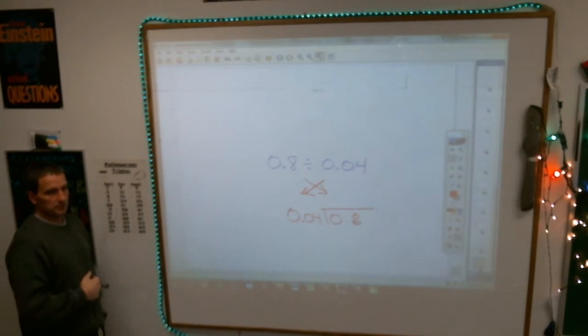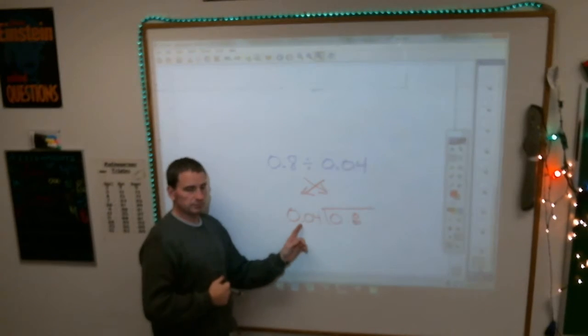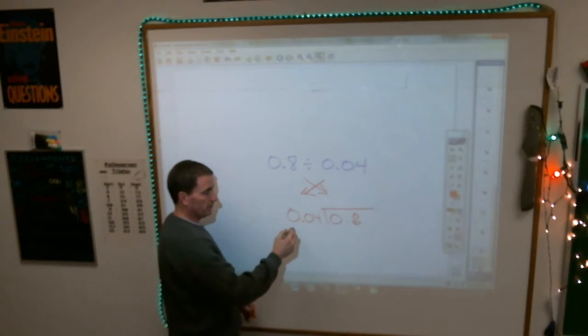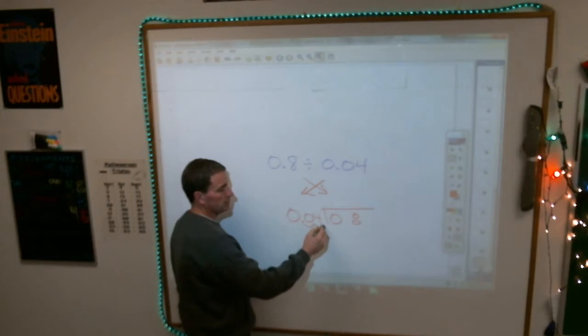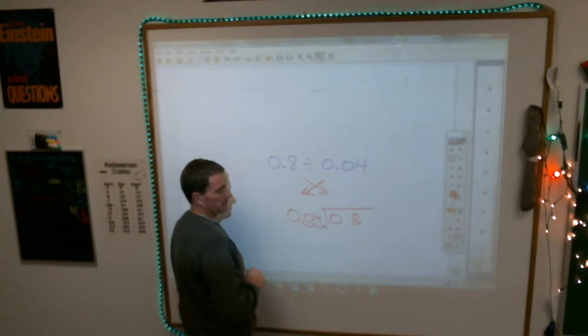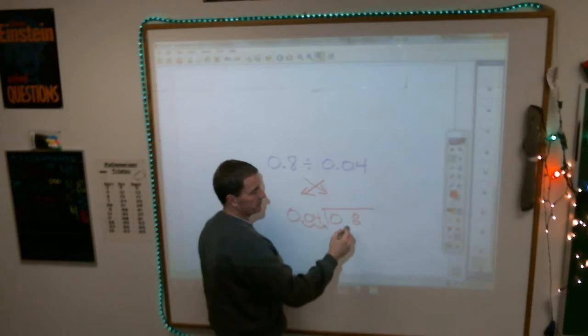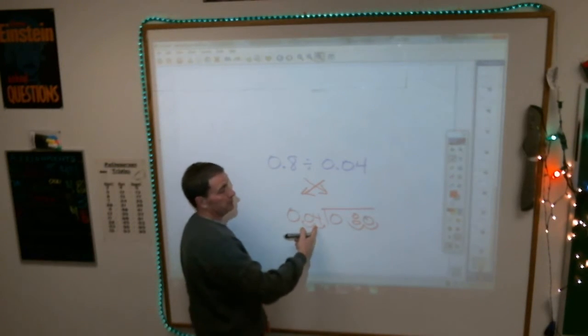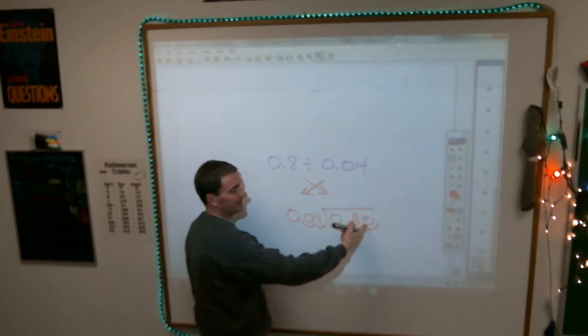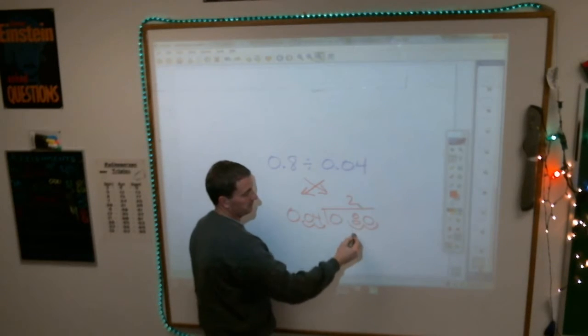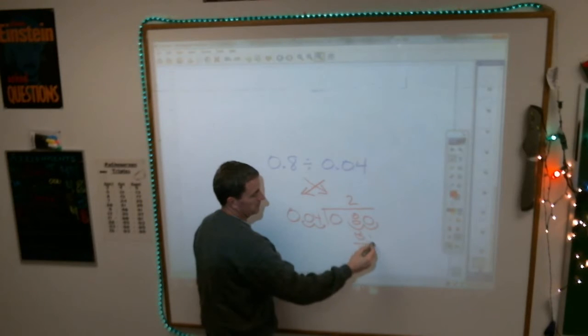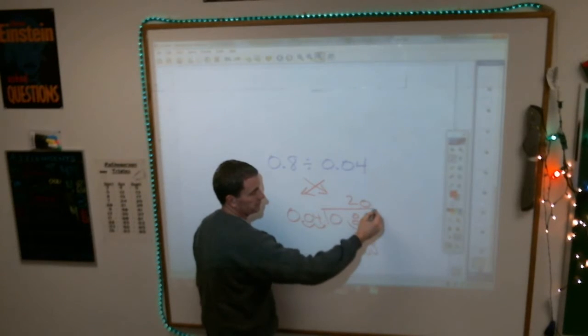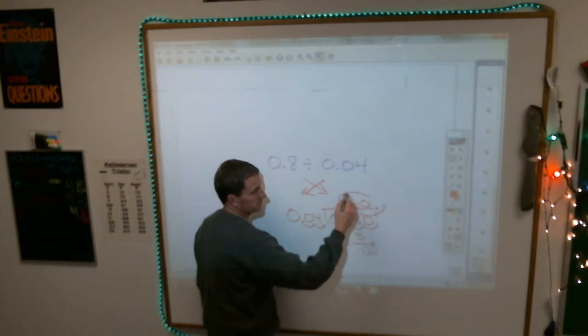So what do we do here? I need to move this. How many places is it going to get over all the way to the right? 1, 2. Okay, so if I move this 2 places, I also have to move this 2 places to the right. And that turns into 80. So now the problem just turns into 4 divided into 80, which happens to be 20. Decimal moves straight up from where it ended up there.